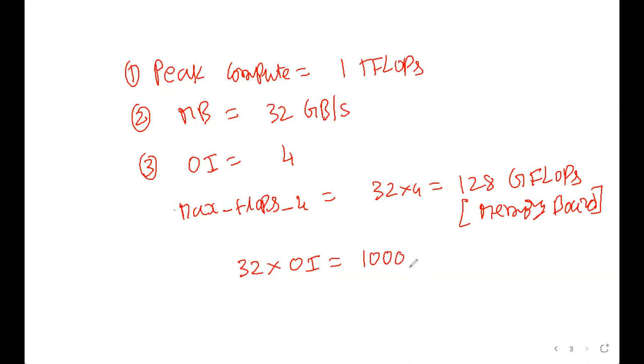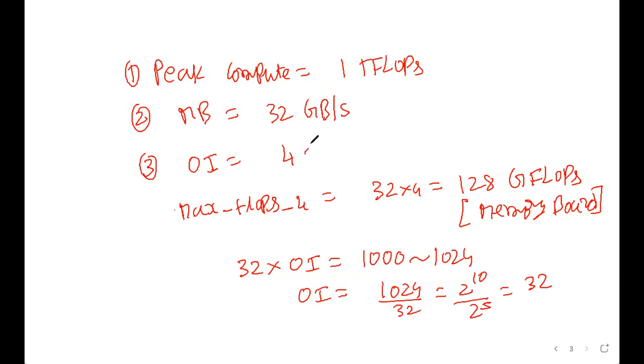So the operational intensity, or maybe in order to make it slightly simpler for us, let's say we use 1024 as an approximation. So the operational intensity should be 1024 divided by 32. This is 2 power 10, this is 2 power 5, this is 32. So if the operational intensity goes from 4 to 32, then we will hit the compute roof.